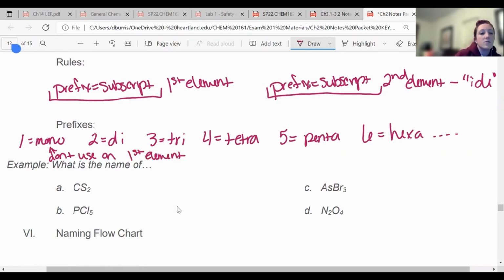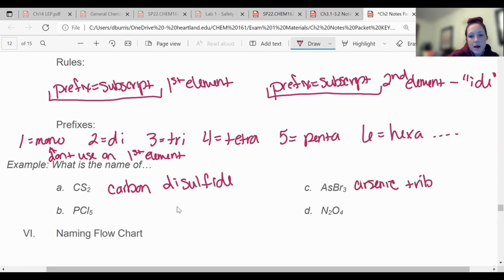So I'm going to name 2 of these, and then you guys try the other 2. So this is carbon. Remember, I said you don't use mono on the first one. And I have 2 sulfurs. It's going to be disulfide. Change the ending to ID. Okay, AsBr3. As is arsenic. So this is arsenic tribromide. All right, give these other 2 a try.